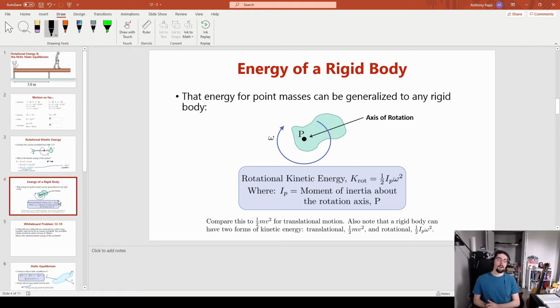So, any object can have a rotational motion, and have a rotational energy associated with that.